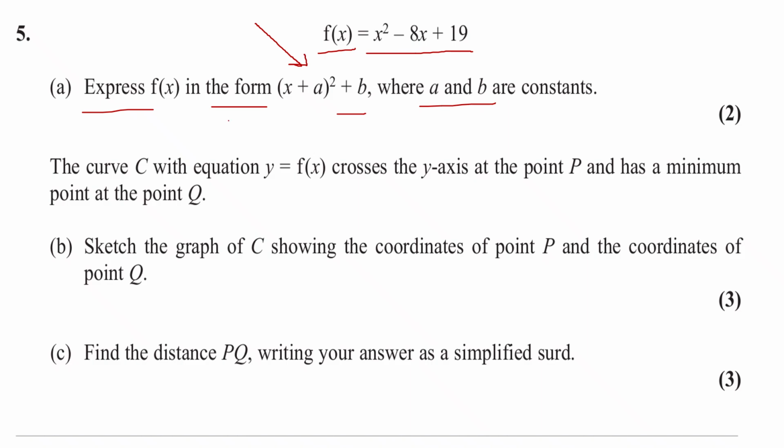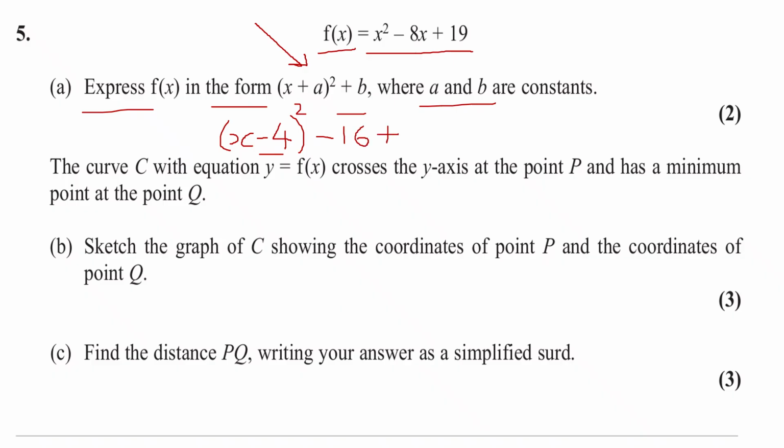So I'm going to open up a bracket. I'm going to put an x. Then I'm going to do half the coefficient of x. So half of minus 8 is minus 4. I'm going to close the brackets and then square it. And then I'm going to subtract this number squared. So minus 4 squared is minus 16. And then copy down that plus 19.